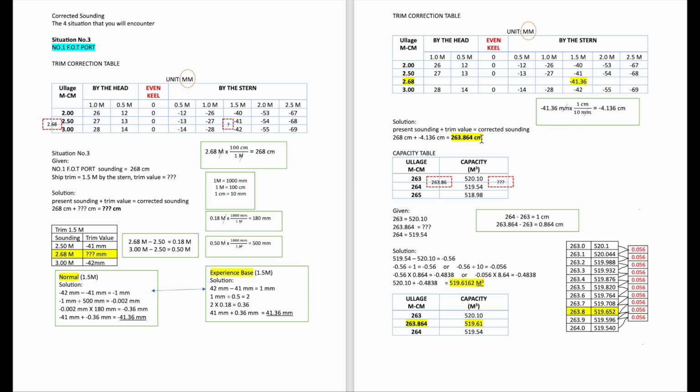And the answer is the same. You can try it. But in my suggestion, always use this one so that you can stick with the formula of present sounding plus trim value. You stick to this one, and I'm sure you will not get a mistake.